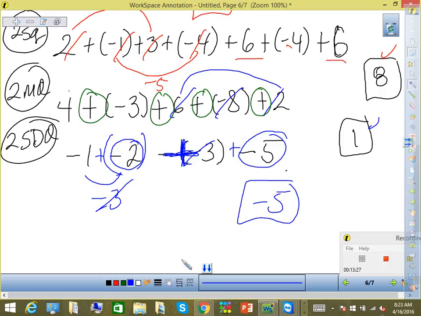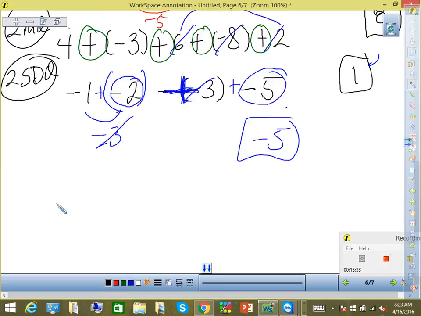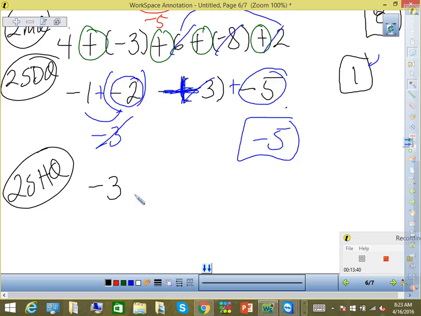Do another one. Example 2, Shazam Q. Here we go. Negative 3 minus 4 minus negative 8 minus 1. Keep it to yourself. See what you get.